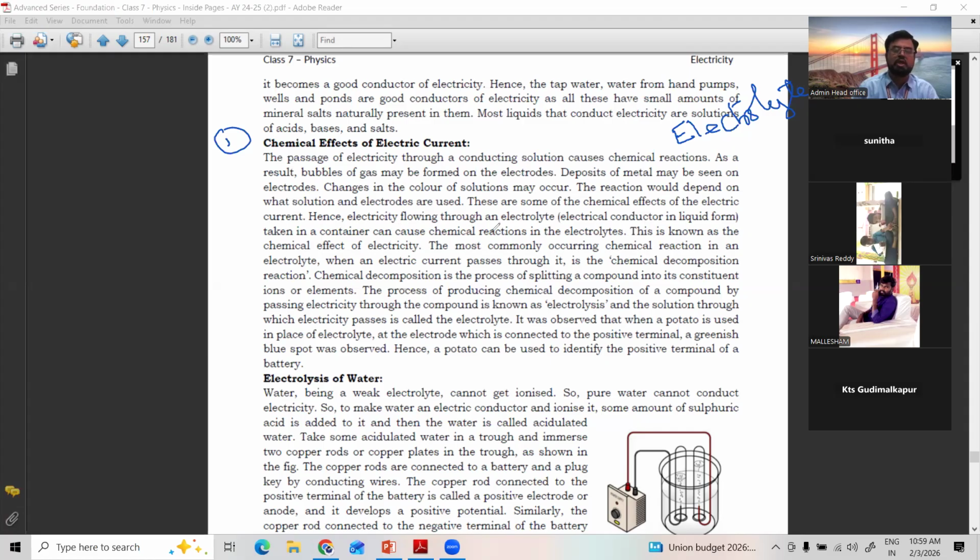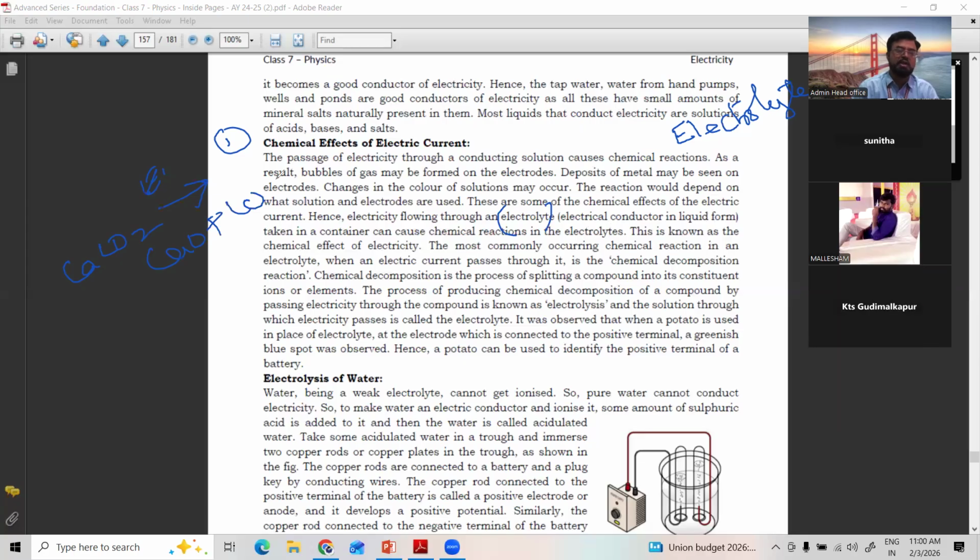Hence, electricity flowing through an electrolyte, an electric conductor in liquid form, right? A chemical effect of electricity. The current passing through the conducting solution can cause chemical reactions in the electrolyte. This is known as the chemical effect of electricity. The most commonly occurring chemical reaction in an electrolyte is chemical decomposition, the process of splitting. For example, see, calcium carbonate is there. When you are passing electricity through this, it gives calcium oxide and carbon dioxide, either by heating or electricity. That is called decomposition. So passing electricity can decompose the chemical.